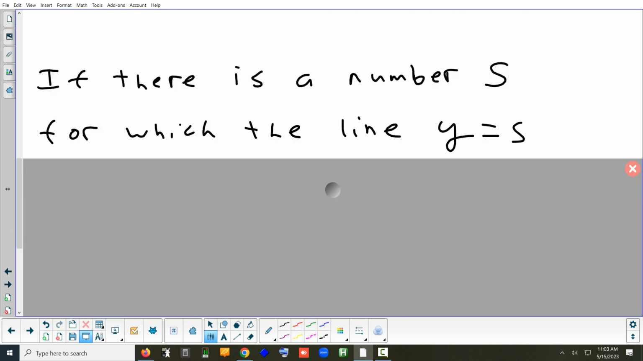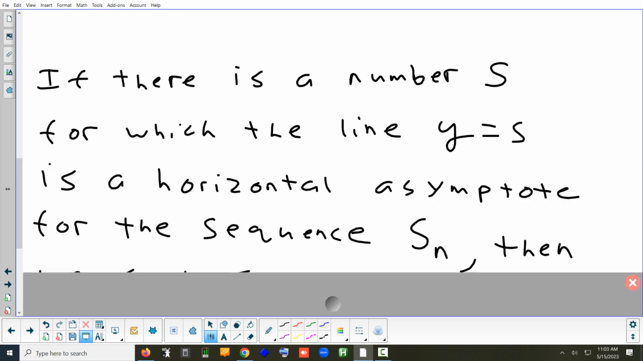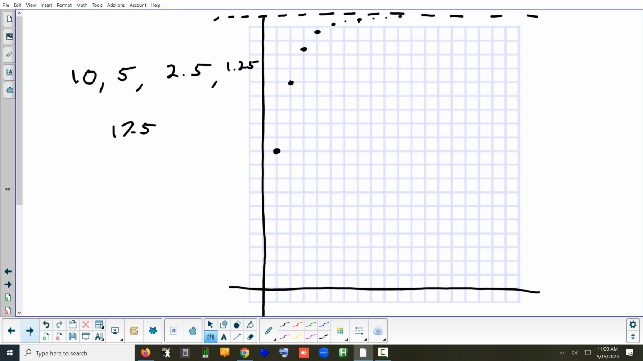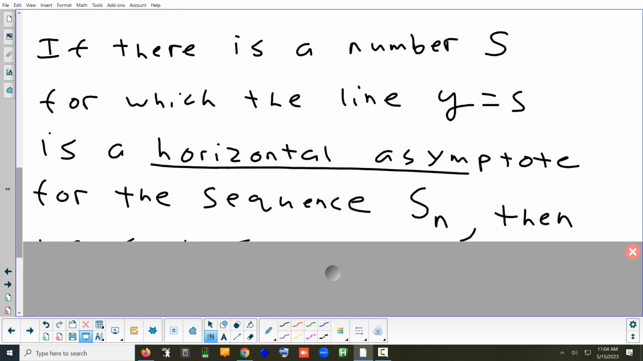So, let's pretend that there was some number that you could do y equals that number and draw a horizontal line. And that horizontal line was an asymptote for the sequence of partial sums. Right? So this would be like S1, sum of the first one, sum of the first two, first three, first four, and so on. And as you graph all your partial sums, they start to get closer and closer and closer to that horizontal asymptote.